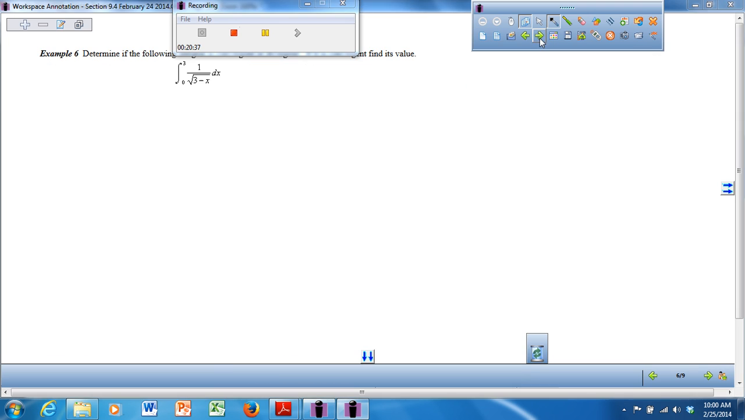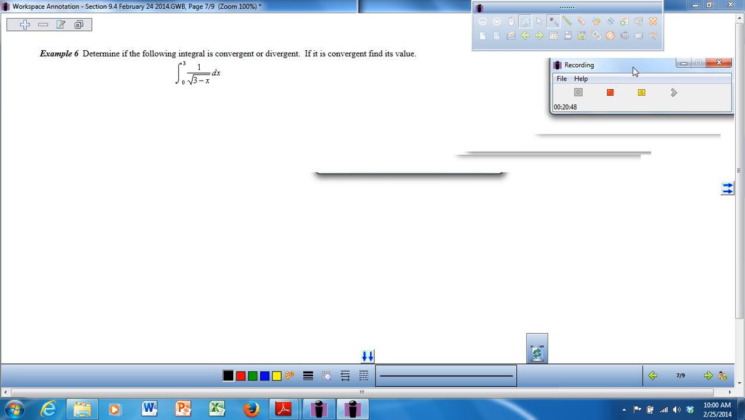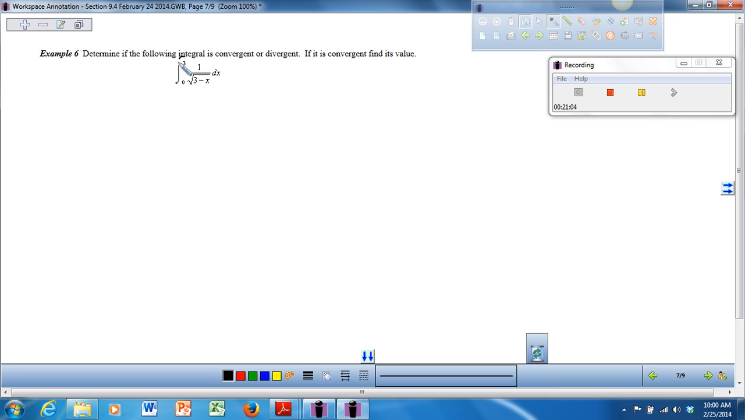All right, so let's try one. Let's try this one. Determine if the following integral is convergent or divergent. If it is convergent, find its limit. So what makes this an improper integral? Undefined where? At 3, which is the b value, yes. So this value is what makes this undefined, because it gives us a 0 in the denominator. Okay? So that means that's where our limit has to happen.